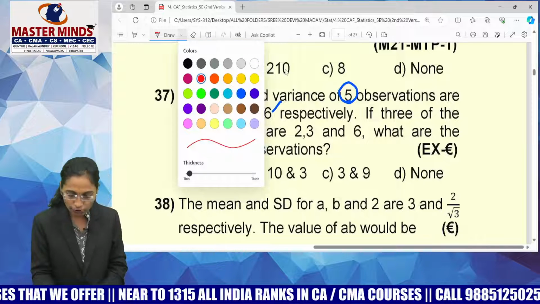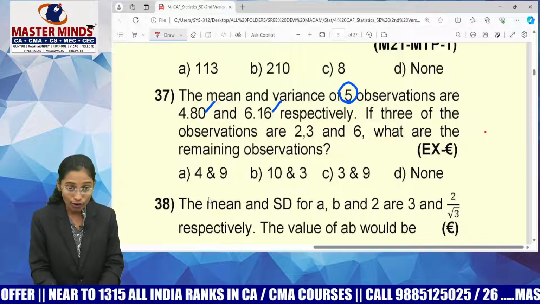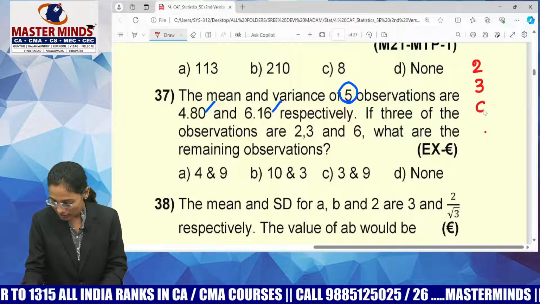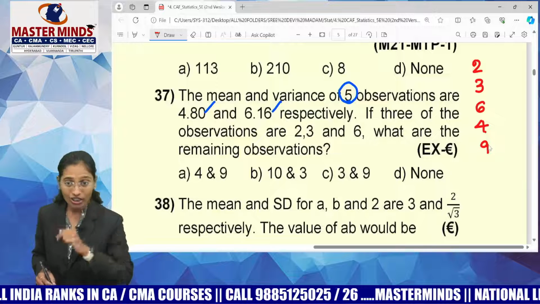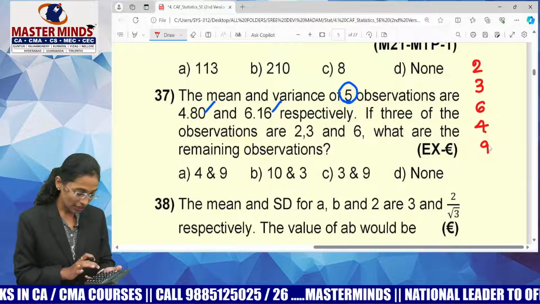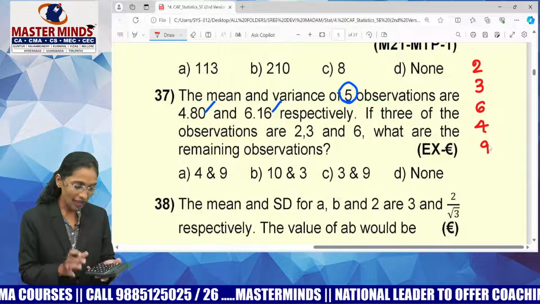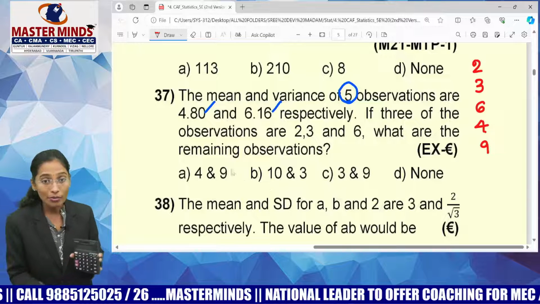Let me assume that option A is the correct answer. It means my remaining 2 observations are 4 and 9. So what are my observations? 2, 3, 6 are given, and according to option A, they are 4 and 9. Now it's your turn to calculate the arithmetic mean of 2, 3, 6, 4, 9. Faster. All of them added and then divided by 5. I got 4.8. So the arithmetic mean is 4.8.